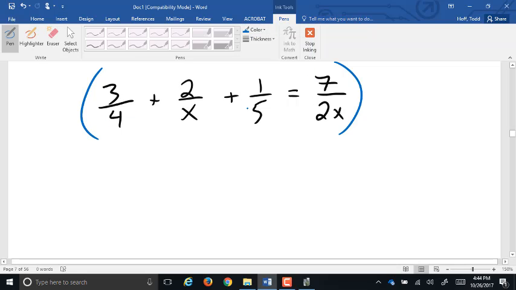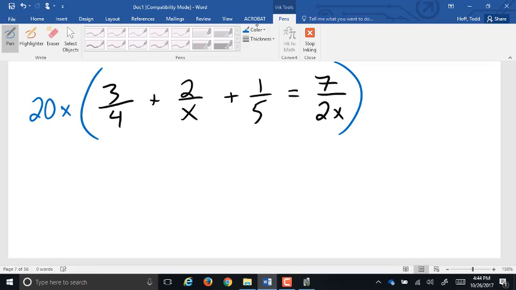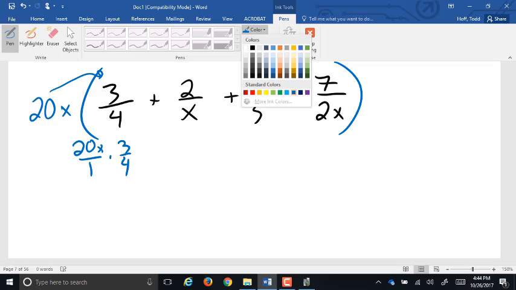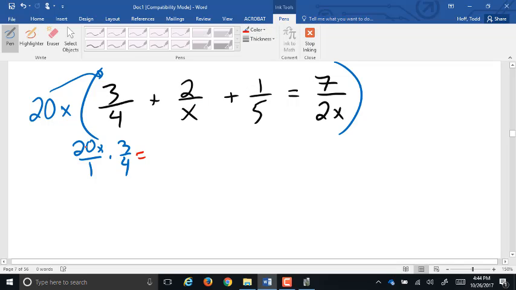The 4 and 5 make it 20, right? x. So 20x times 3/4. 20x over 1 times 3 over 4. 20x times 3 is 60x. 1 times 4 is 4. 60x divided by 4 is 15x.